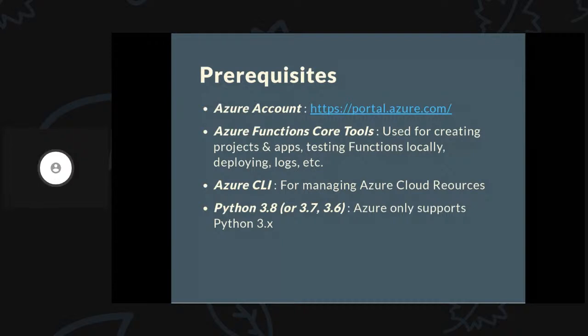So that is used for creating projects and functions, testing your functions locally, deploying, and then looking at the log streams, whichever is deployed on the Azure Functions. And then you need Azure CLI. It's just for managing the Azure cloud resources. You need some service accounts, and you need to create the function app.